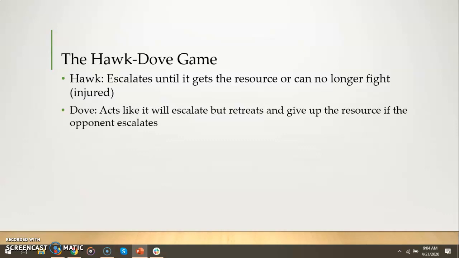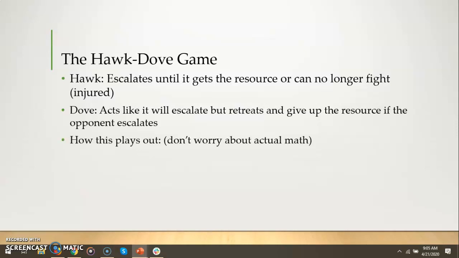Doves, on the other hand, are threateners. Doves will act like they're going to escalate. They'll talk a big game, but if their opponent escalates, if their opponent is a hawk, then they are going to back off and give up and not fight. So they're all talk and no action, essentially.